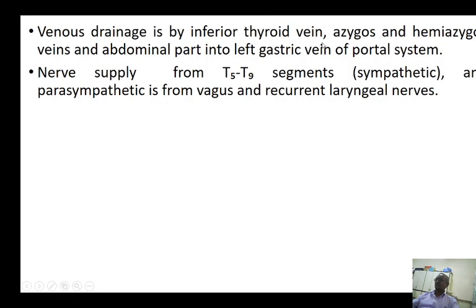Venous drainage is by the inferior thyroid vein, azygos and hemiazygos veins, and the abdominal part of the esophagus, which is just 1.5 centimeter, is drained by the left gastric vein of the portal system. Now the nerve supply: the sympathetic nerve supply is from the T5 to T9 segments, and the parasympathetic is from the vagus and recurrent laryngeal nerve.